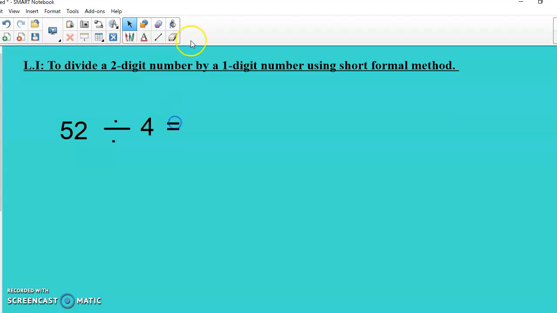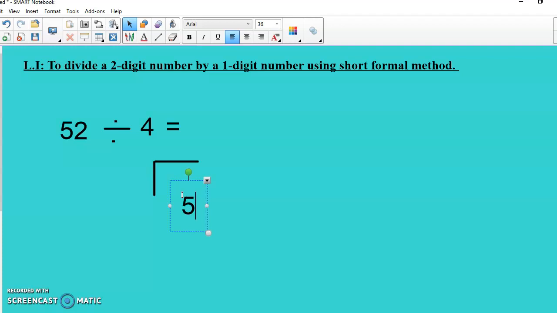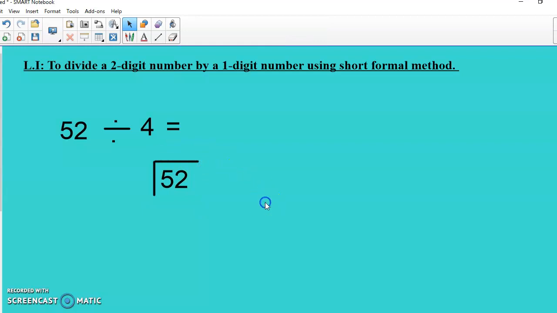Alright, so I'm going to first of all draw my bus stop again. Now, which one should be inside? Do you remember? Yes, what you should have inside should be your dividend. So I'm going to put my 52 inside the bus stop, waiting for the car to come. And I'm going to put my 4 outside. That's the car arriving.